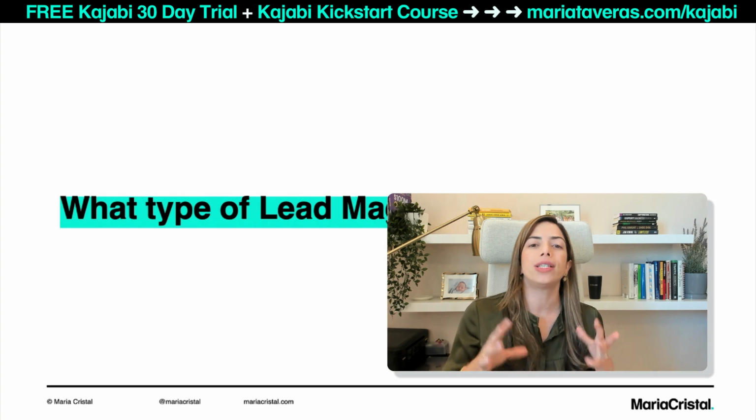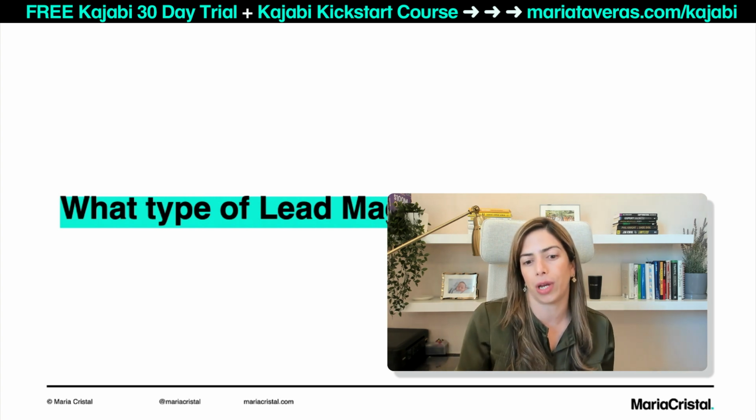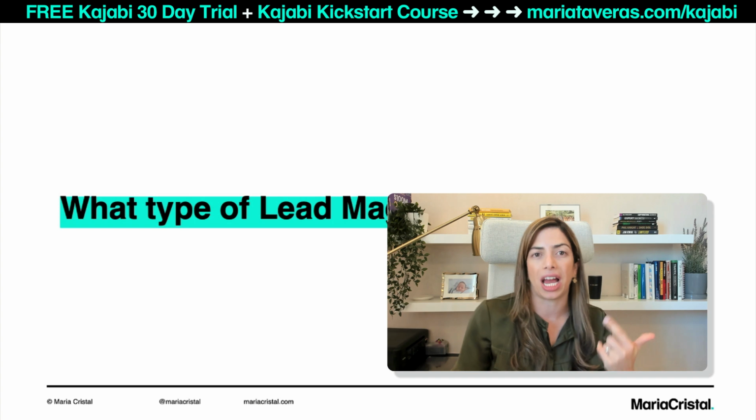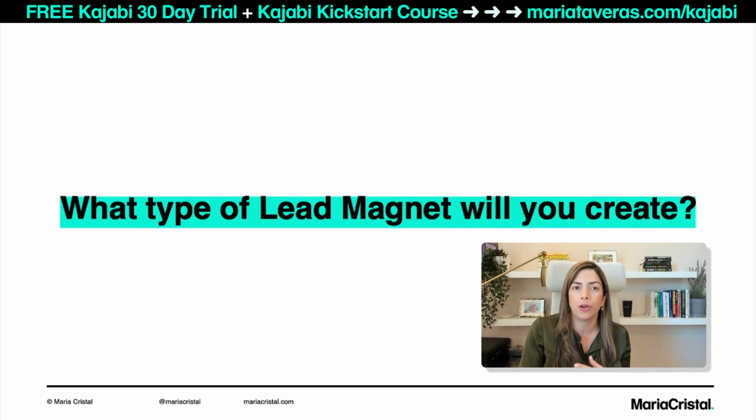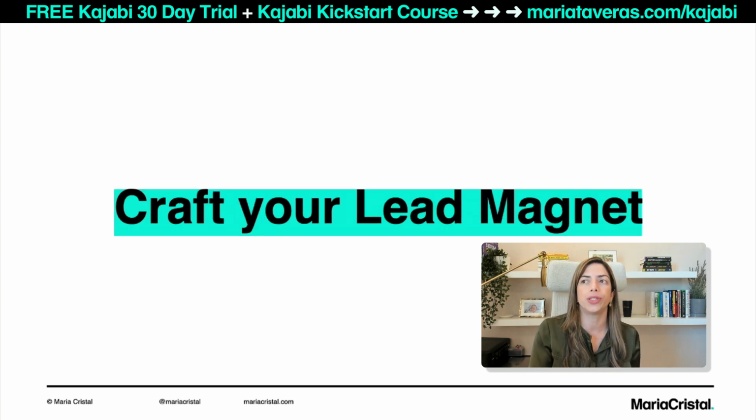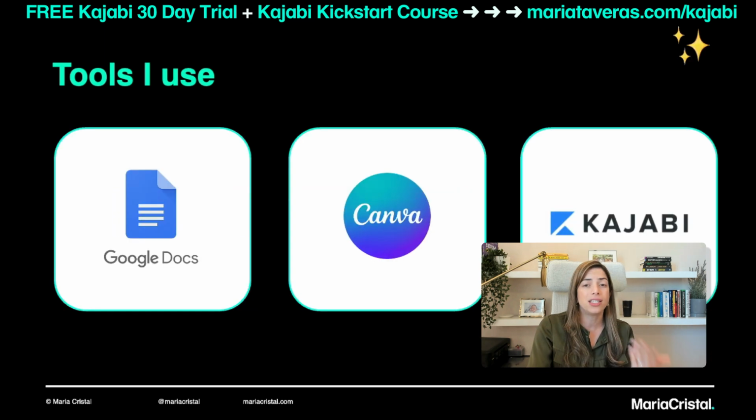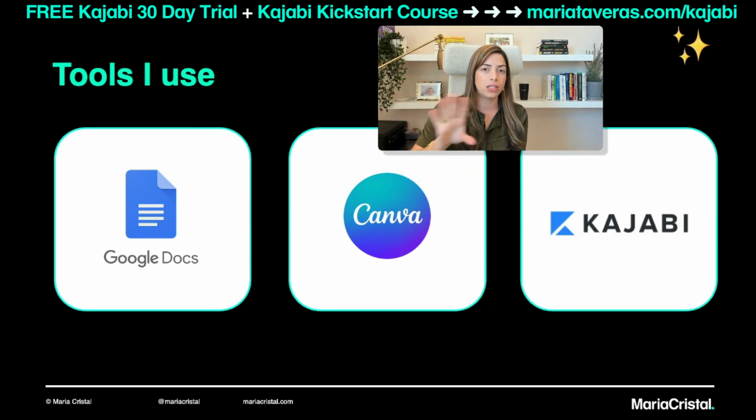Now let's think of, what type of lead magnet do you want to create? Do you want to do an ebook, a handout, a checklist, a video, a live training, a recorded training or webinar? What type of lead magnet do you want to create? And let's say you want to create an ebook, a checklist. It's very easy to craft your lead magnets. The way I do it, I go on Google Docs, I start writing all the text, I use artificial intelligence to assist me.